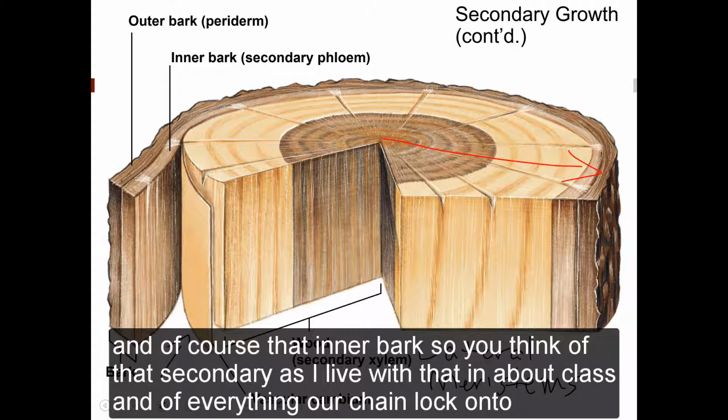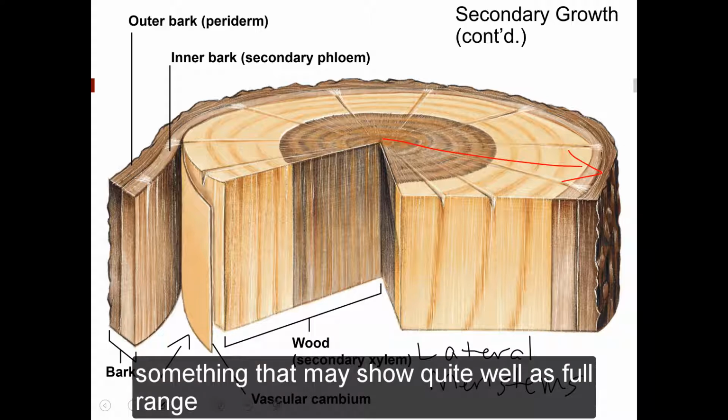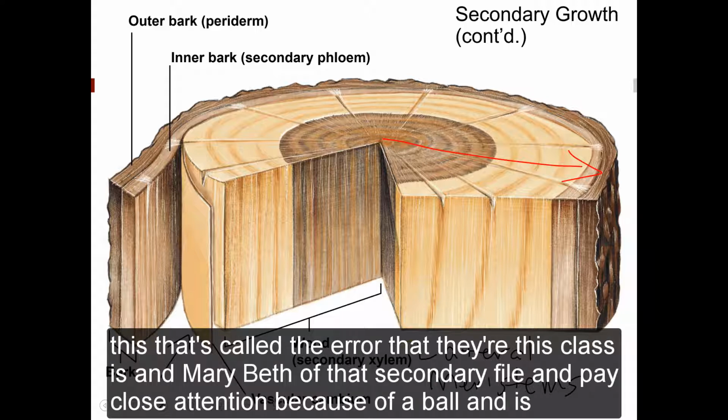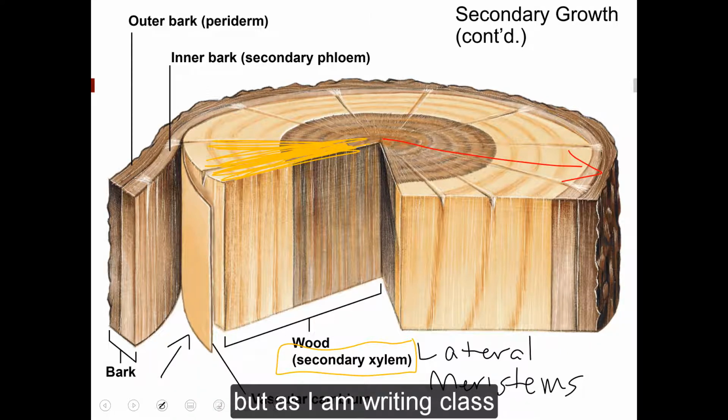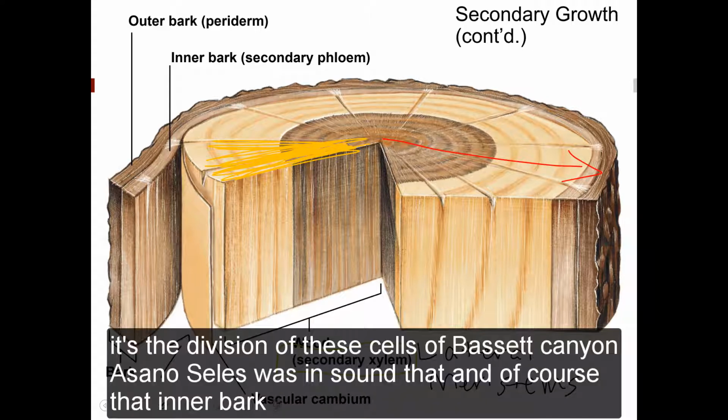So when you think of that secondary xylem, or that inner bark, think of everything, and I'm going to change my color to something that may show up quite well. Let's go orange. This is every bit of that secondary xylem. And pay close attention because we'll go over this to make sure you understand, and you'll also see it in lab. As I've written it, it's the division of these cells of the vascular cambium that adds to those cells for that secondary xylem, and of course that inner bark.